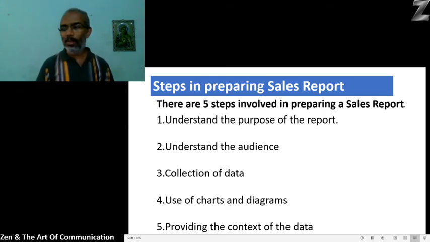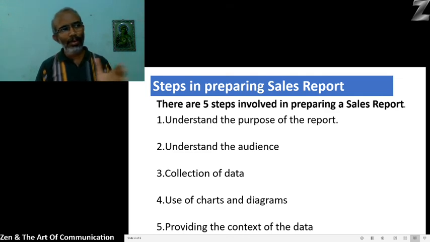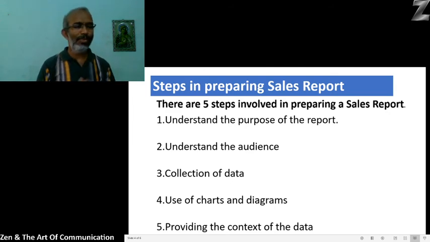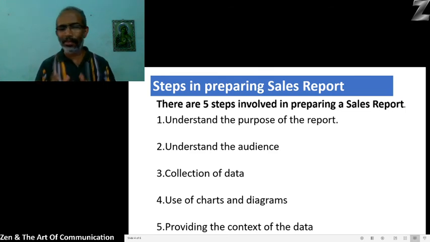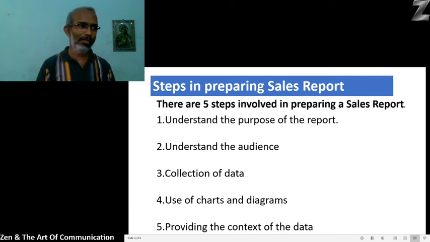The last point is providing the context of the data. It is not enough that data is presented as raw data. You should also be able to present the context in which the data is being presented. You give your annual sales report for the past 12 months for the state of Kerala to your corporate management, and you find that for the year 2018-19 there is a sudden dip in sales in the months of August and September.